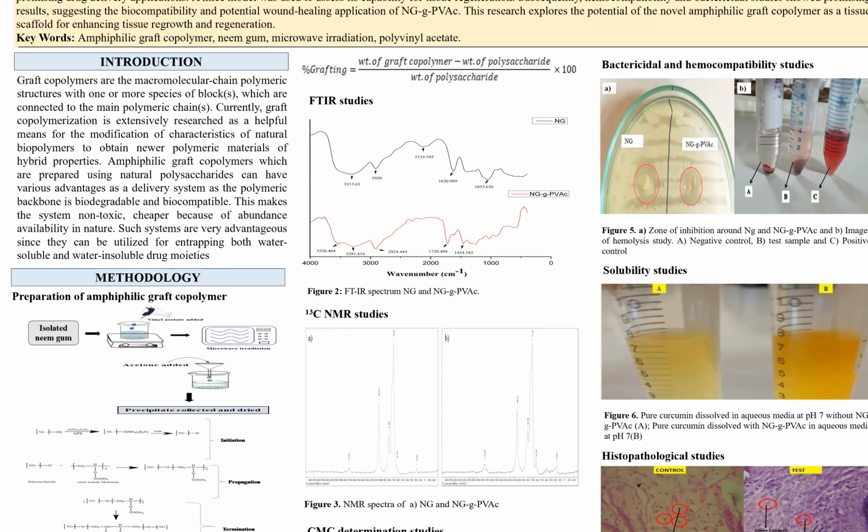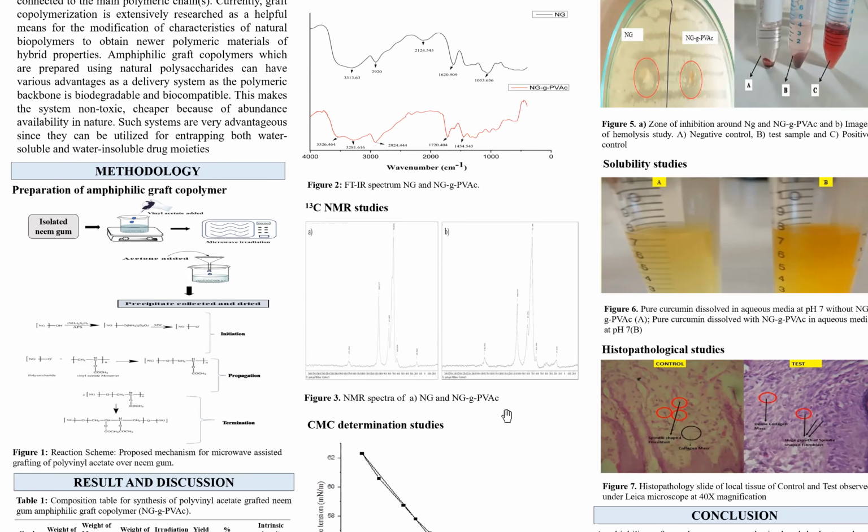Also, then we went for solid state 13C NMR studies. In solid state NMR studies, we observed a downfield shift from 172 to 176 ppm. A 4 ppm shift was seen, which is mainly due to the C=O of the polyvinyl acetate monomer. Other downfield peaks from carbons can also be seen, which indicate the anomeric carbons and alcoholic carbons.